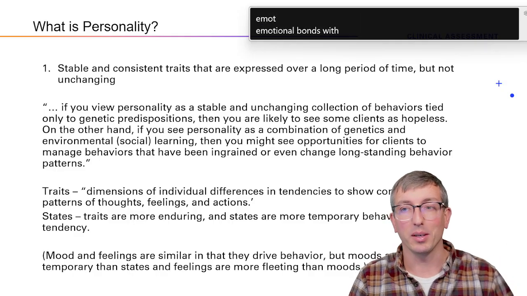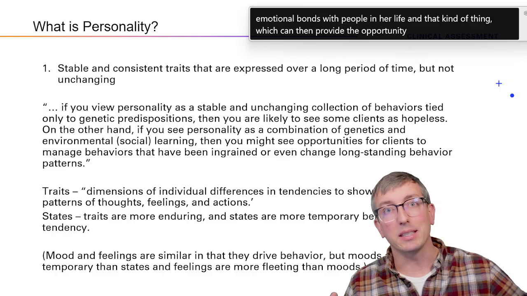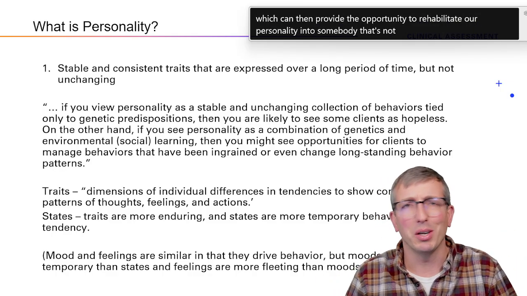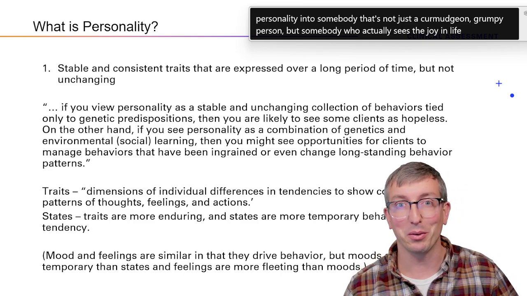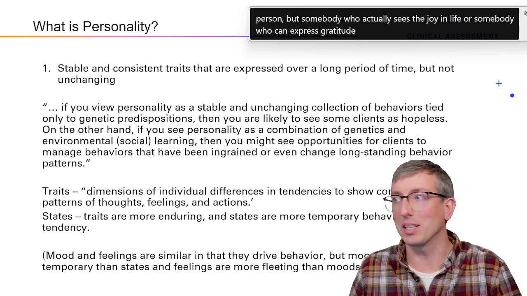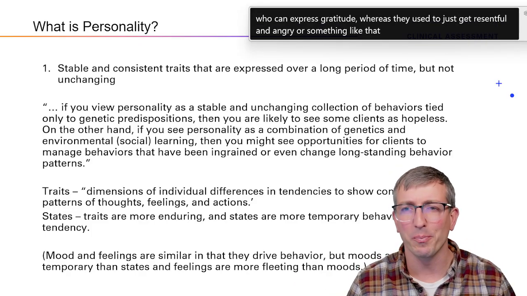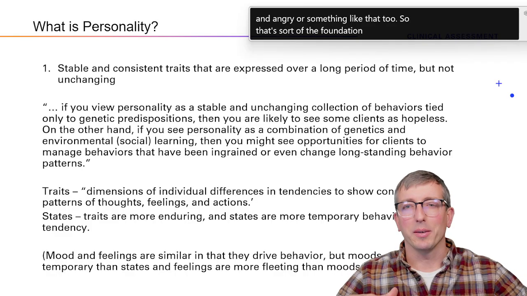that you can then recreate out in real life with loved people, or emotional bonds with people in your life, which can then provide the opportunity to rehabilitate our personality into somebody that's not just a curmudgeon, grumpy person, but somebody who actually sees the joy in life, or somebody who can express gratitude, whereas they used to just get resentful and angry or something like that too. So that's sort of the foundation here.